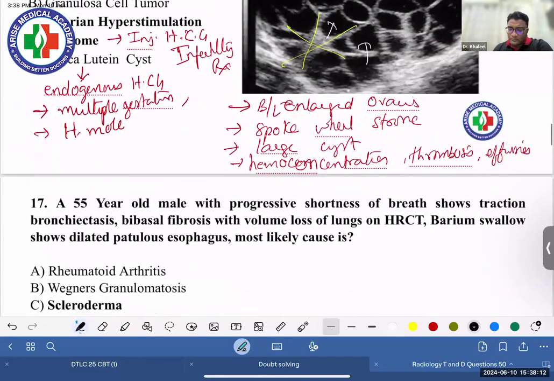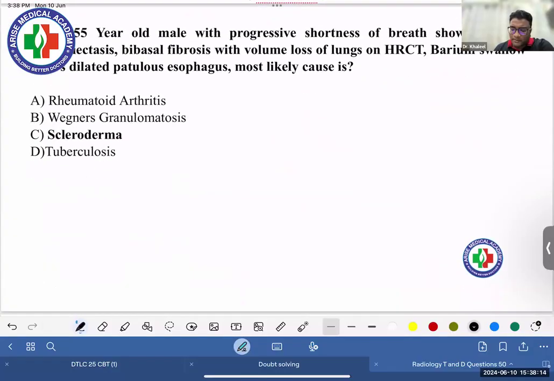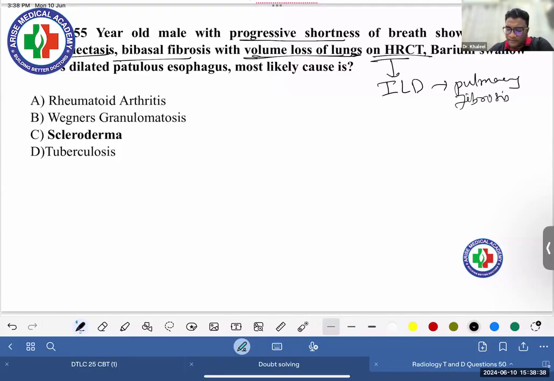Next thing, look at this here. A 55-year-old male, progressive breathlessness, shortness of breath, traction bronchiectasis. So when you see traction bronchiectasis and progressive dyspnea, you know this is interstitial lung disease, bibasal fibrosis, all indicative of pulmonary fibrosis, right? So loss of volume of lungs. It's classically telling that this is interstitial lung disease progressing into pulmonary fibrosis. Bibasal reticulation is a feature of pulmonary fibrosis.